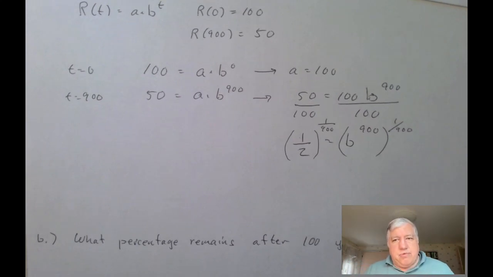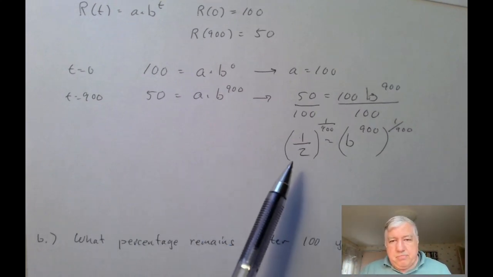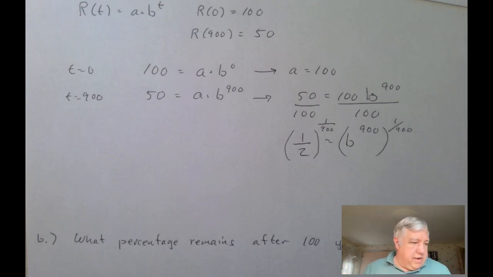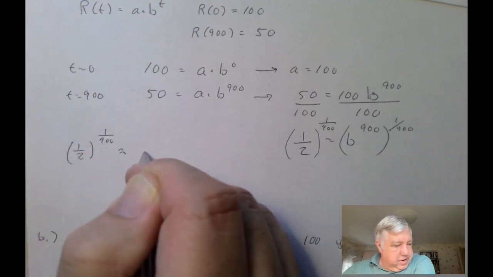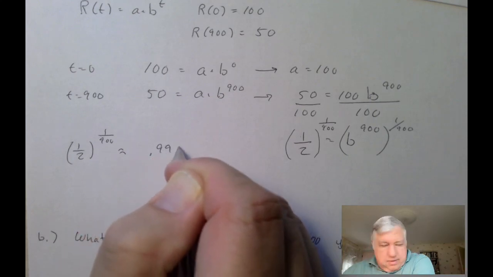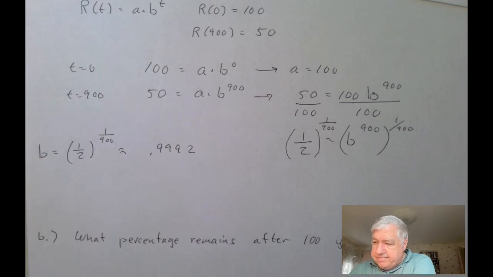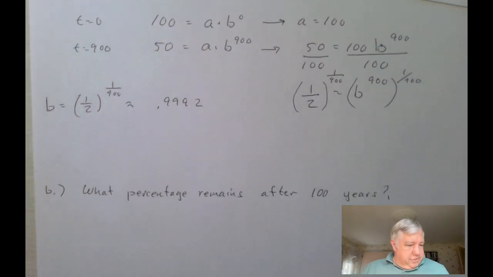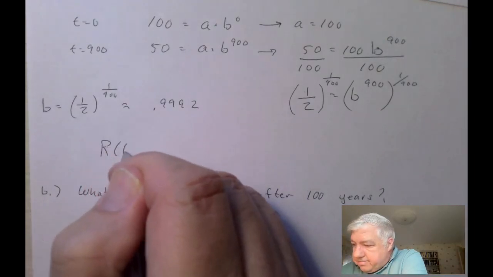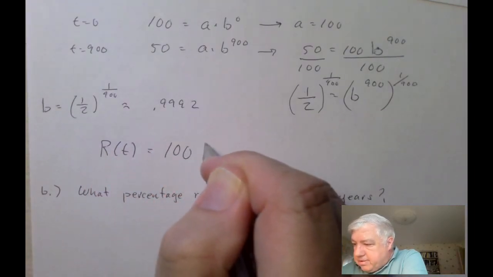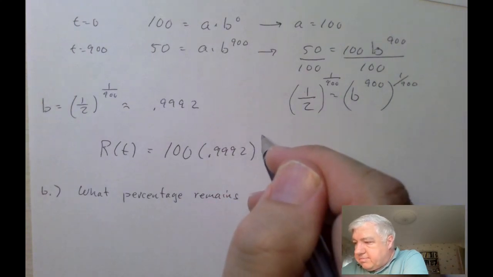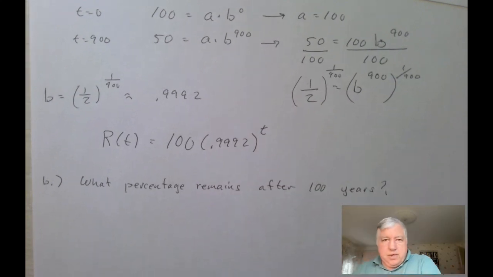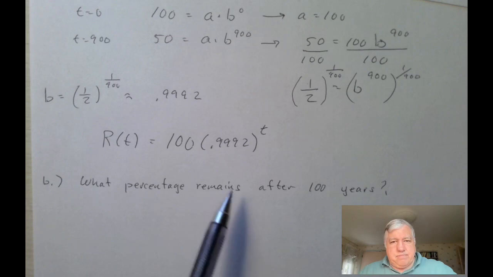Okay, and again, you have to do that on your calculator. So you'd plug in 0.5 and then raise it to 1 over 900. And when you do that, it turns out that 1/2 to the 1 over 900 on your calculator is approximately 0.9992. So that's what B is. Okay, so we get that R of t is 100 times 0.9992 to the t power. And you really want to take as many digits as you can.